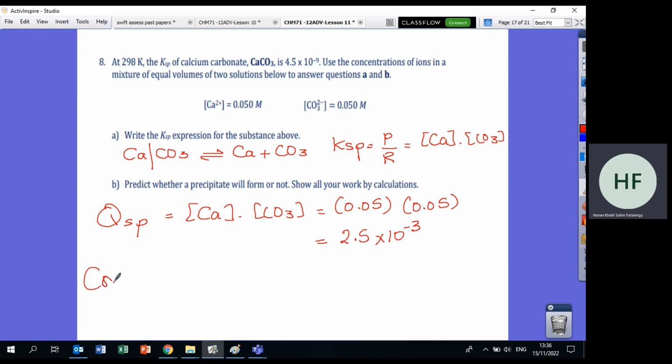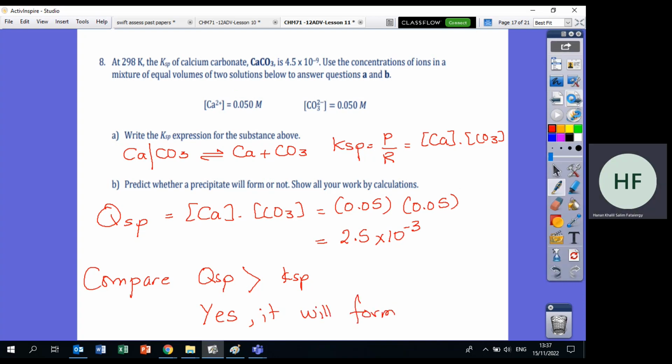Now I will compare it to KSP. Who is more? Look, the KSP is 4.5 times 10 to the minus 9 and the QSP is 2.5 times 10 to the minus 3. Of course this one is bigger. This means yes, a precipitate will form. Predict whether a precipitate will form or not. Yes, it will form.